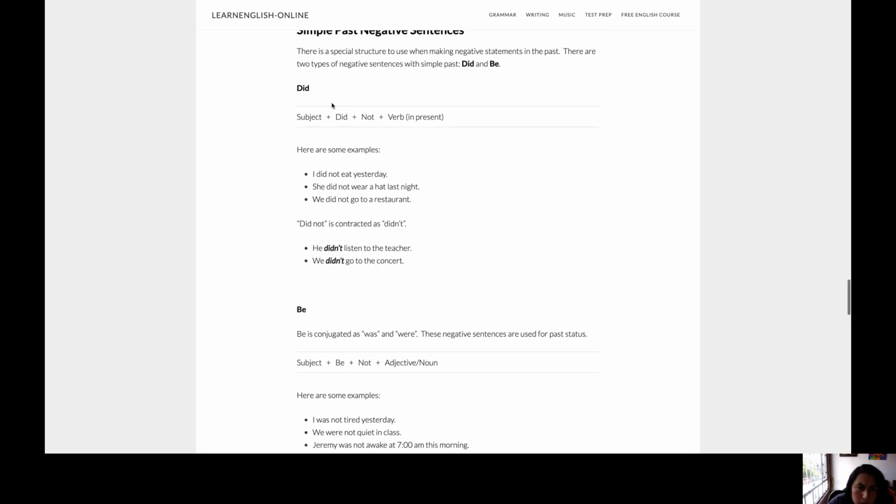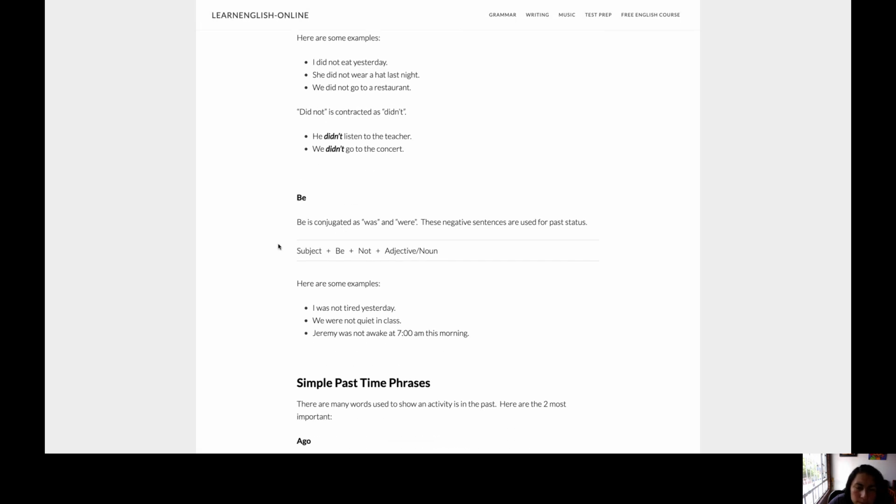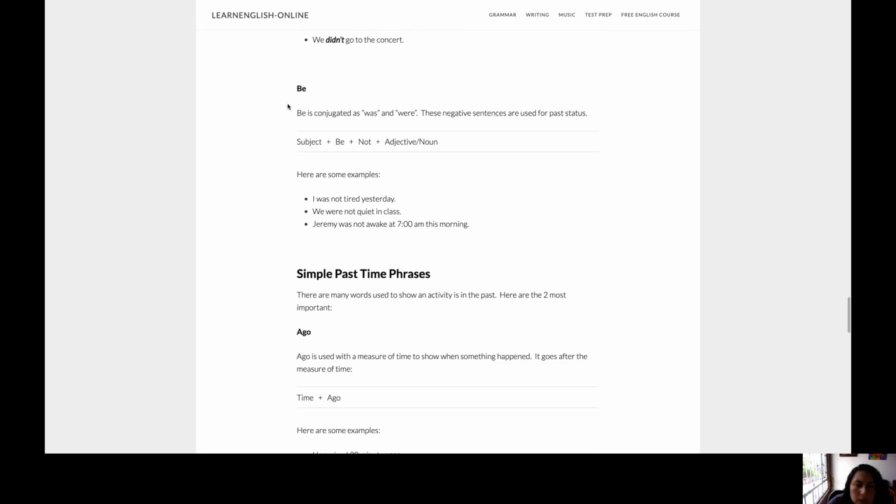Now, here we have we did. Now we be. Superhero verb. Be is conjugated as was and were. These negative sentences are used for past status. Subject, be plus not para adjective or noun. Entonces acá ya no utilizamos el did, ¿sí? Sino como es nuestro verbo superhéroe, entonces él es el que va con el not.